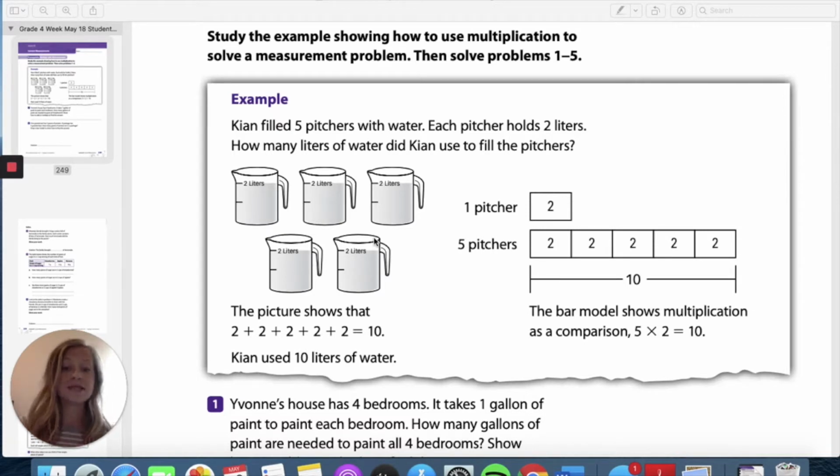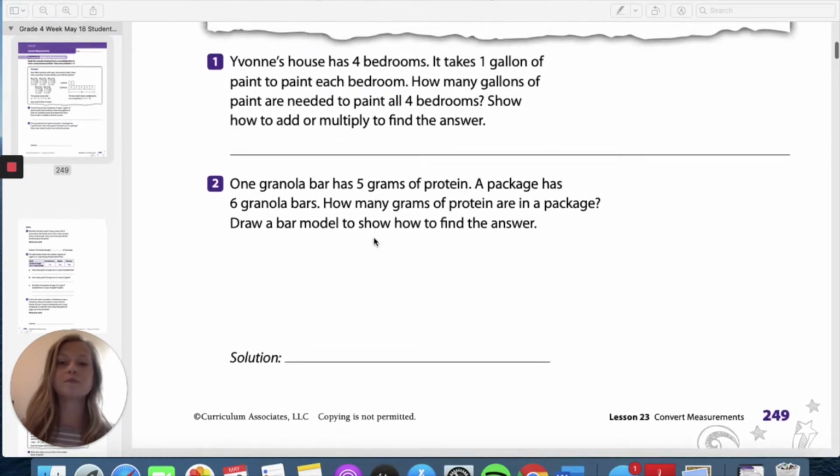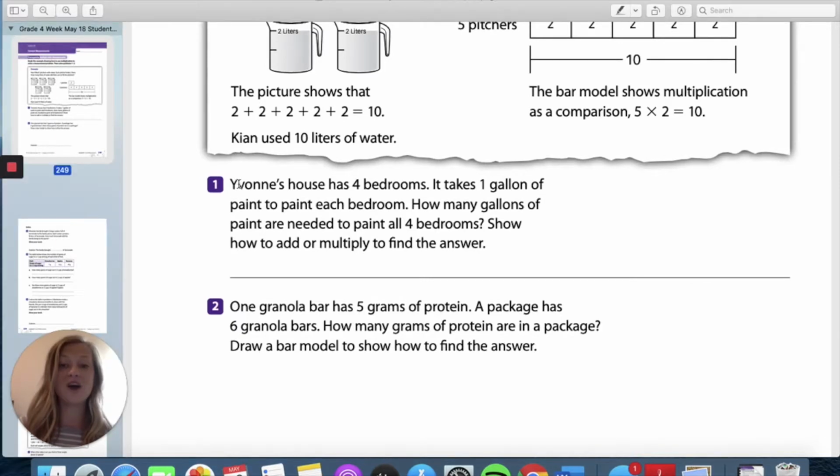I did want to do a quick look, though, at number 1, which says, Yvonne's house has 4 bedrooms. It takes 1 gallon of paint to paint each bedroom. How many gallons of paint are needed to paint all bedrooms? Show how to add or multiply to find the answer. So there's many ways that you could approach this problem.